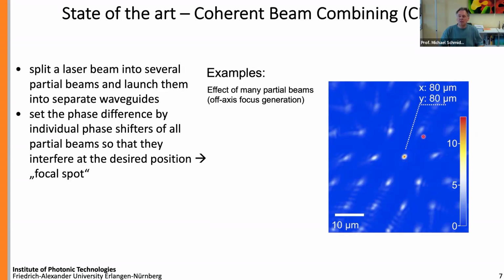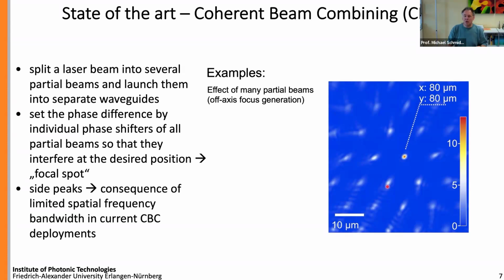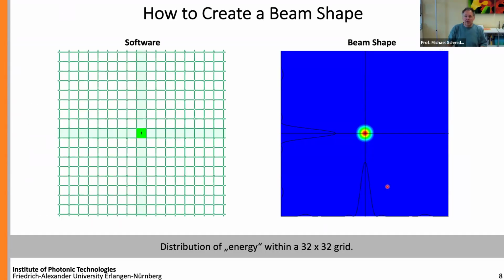And what you already also see here, we nevertheless have in an area around here partial beams, let's say residues or higher diffraction orders that we have there. This is due to a limited bandwidth because we do not have an unlimited number of partial beams. So this is more or less how beam shaping works, how Fourier beam combining works. And this is how it's implemented in the Civan system.